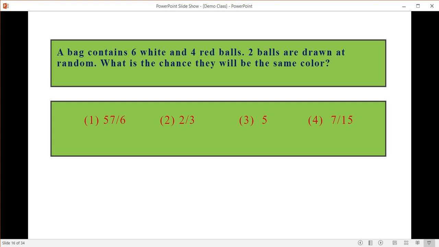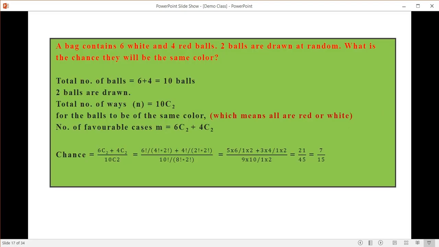What are the colors in the bag? White and red. So sometimes the two balls may be white, sometimes the two balls may be red. So how can we solve this? This is the explanation of this question. First we have to find the total number of balls. The total number of balls is 6 plus 4 equals 10 balls: 6 white balls, 4 red balls, so 10 balls.